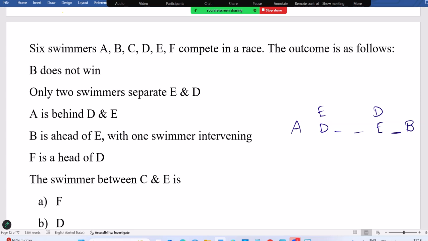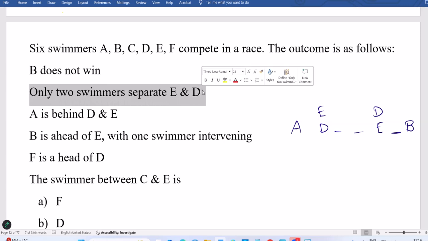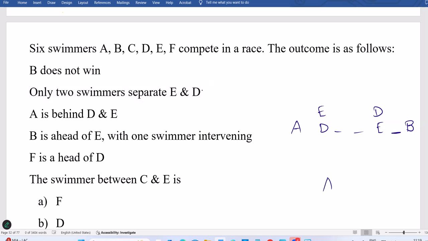F is ahead of B. B does not win, so B is not the first candidate. B is ahead of E. A is behind D and E. B is ahead of E. F is ahead of D. B is not the first person, which means C will be the first.